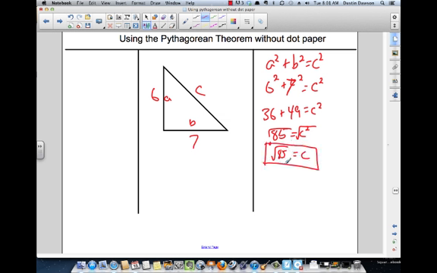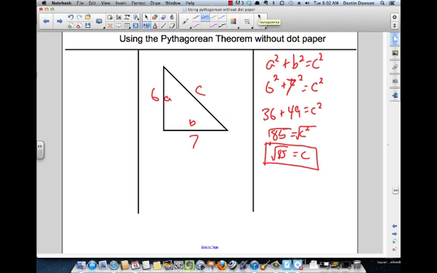Again, you're welcome to estimate this. It's a little over 9, say 9.2, 9.3, something like that. But you can leave it as a square root as well. And that is using the Pythagorean theorem with no dot paper, much faster, much more lazy. You know how much those algebra folks love to be lazy, and so this is all about being a little lazy.